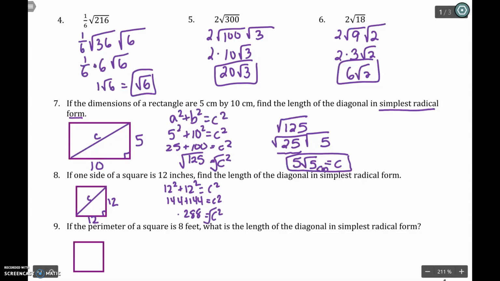And then when we square root it, we will simplify this radical. The largest perfect square that goes into 288 is 144, and it goes in twice. And so we would get 12 radical 2, and this is in inches.